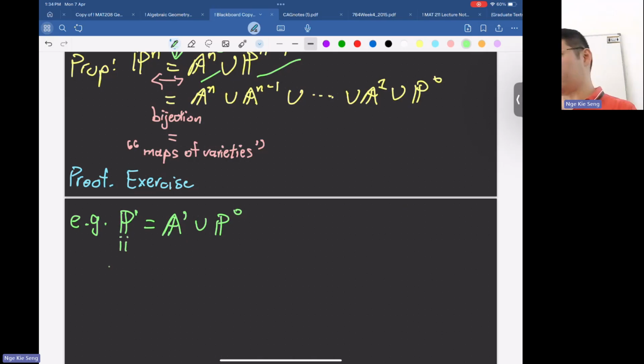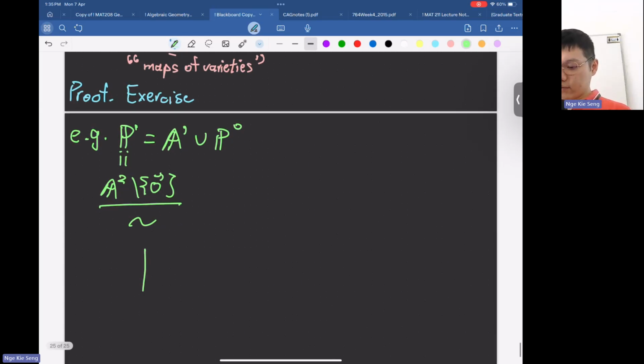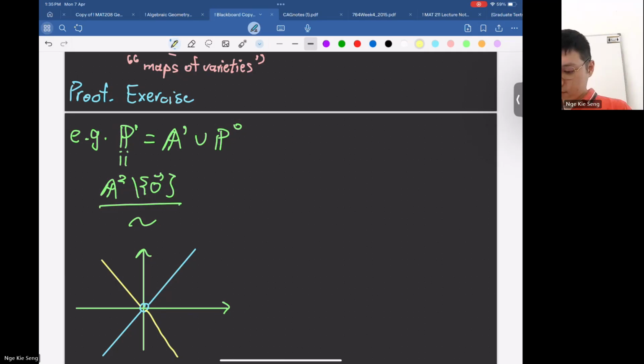Let's look at the original definition first. It's actually A2, throw away the origin, and then divide by some equivalence. So let's draw this. A2 with some field. Let's look at real numbers for easy life. You get rid of the origin, and then you regard a line as a point. But how do you think of this as an A1 union some P0?